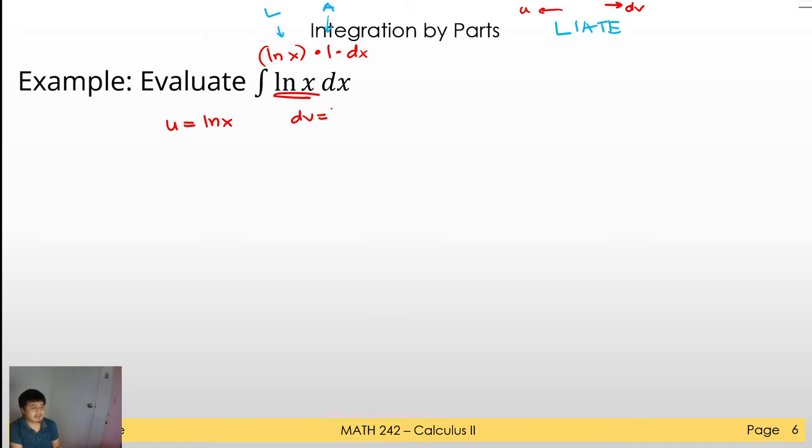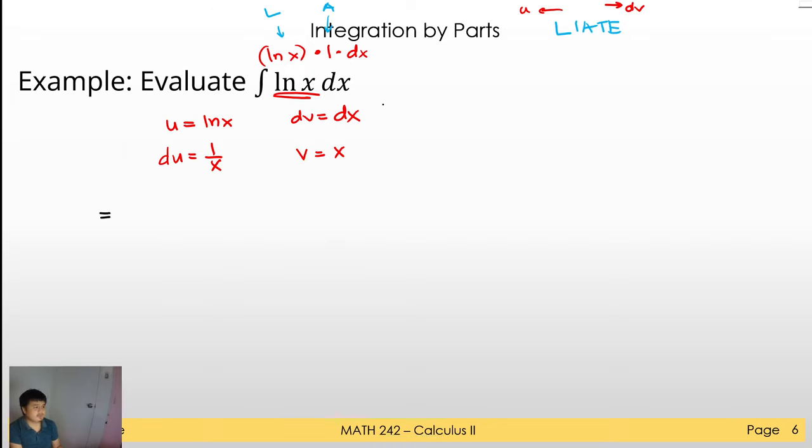So you take the integral of dv. So we have here, 1 times dx is just dx. So differentiating this, what is the derivative of ln x? The derivative of ln x, guys, is 1 over x, no? And then the integral of dx, so v is equal to x. Okay, so the integral of dx is just x.